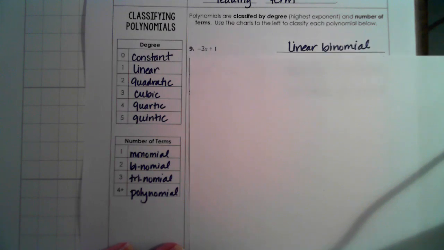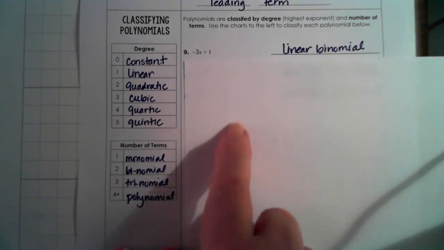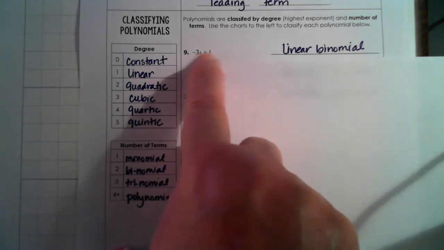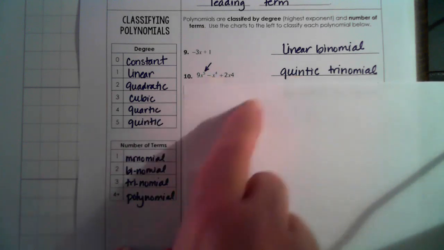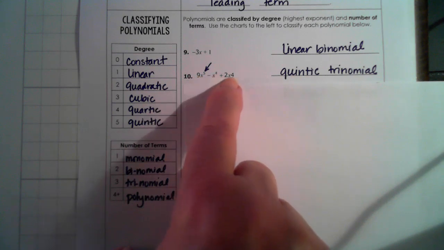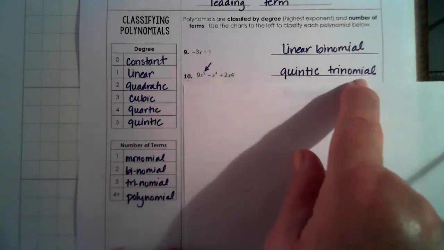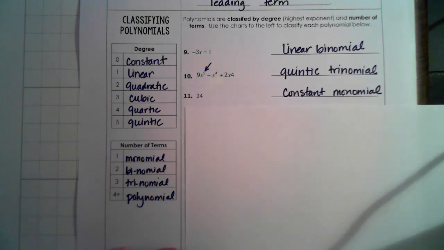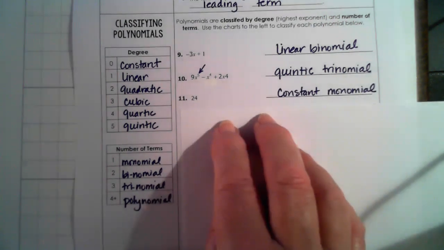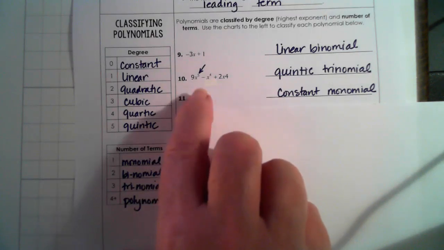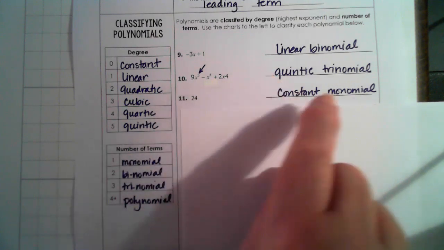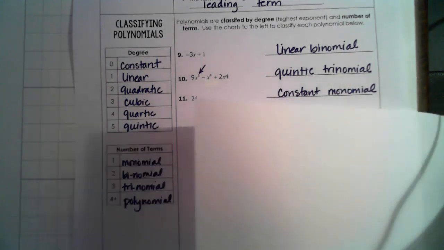So problem number 9, we've got 3x plus 1. That variable has a degree of 1, so it's linear. There are 2 terms, so it's a linear binomial. This right here, the highest degree is 5. That's quintic. And there's 1, 2, 3 terms, so it's a quintic trinomial. 24 is a type of polynomial. It doesn't have a variable showing, so that would be x to the 0 power, meaning there's just the numeric, which is constant, and there's one term, so it's a monomial.